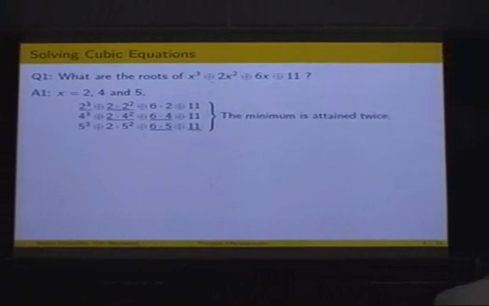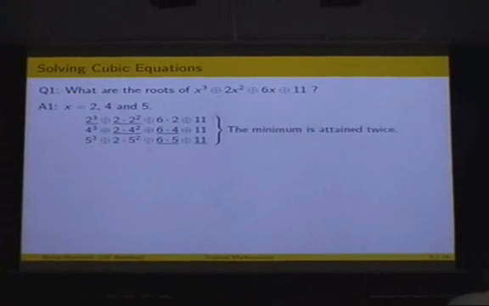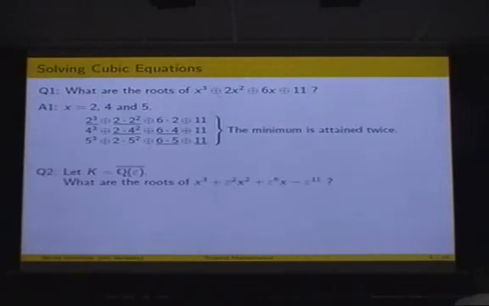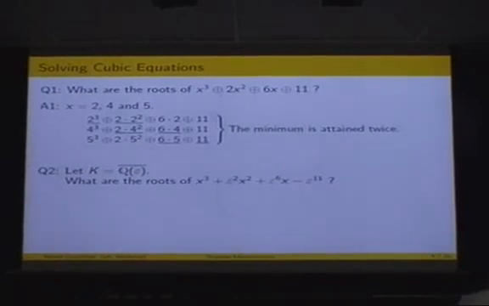You see that when you plug in these 3 values, the minimum is attained twice, and we factored the cubic polynomial into 3 linear factors. Now, I claim this is easier than solving polynomials in ordinary math, so let's compare. Let's see what this means in ordinary classical mathematics. So let's pick a classical polynomial like this. X cubed plus epsilon squared times x squared plus epsilon to the 6th x, maybe minus epsilon to the 11. Where epsilon is a small quantity.